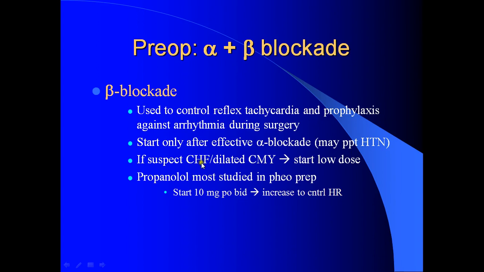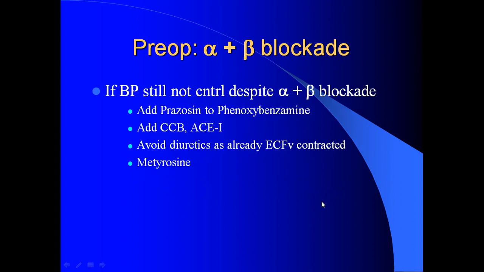If heart failure or dilated cardiomyopathy is suspected, then start with a low dose. Propranolol, the most studied in pheo prep, is started at 10 milligram BID and is increased to control the heart rate, and it can be given as much as required.